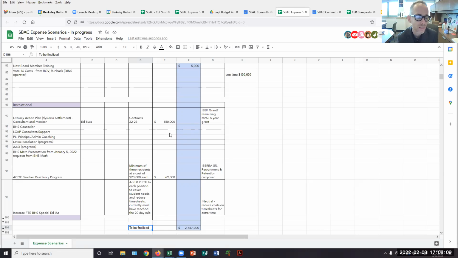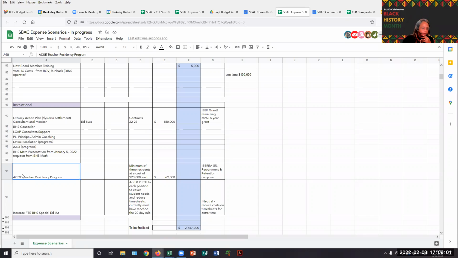But they include important elements like the ongoing work to support the literacy action plan, our work related to dyslexia, supporting the LCAP, developing a data dashboard, supporting our incoming principals through the Principals Leadership Institute, or PLI, that's line 93, programs related to the Latinx Resolution, the African American Success Initiative. And then there were a set of asks from the BHS math department that they made to the board. We haven't scored those yet, but they're there as a placeholder. So there's a body of work coming from Ed Services that doesn't yet have dollar values. We'll get that all put together. Again, these are proposals or ideas, to be weighed over the course of this budget building season against other expenses, as to their value.